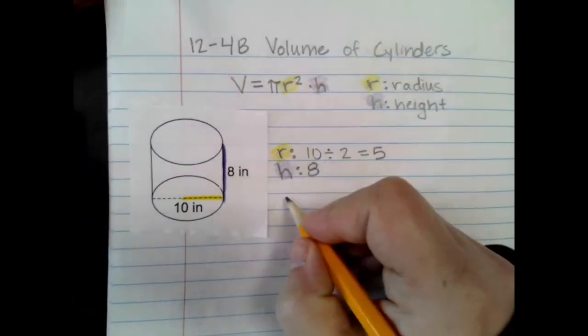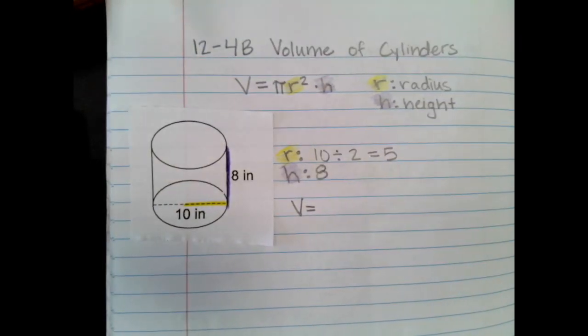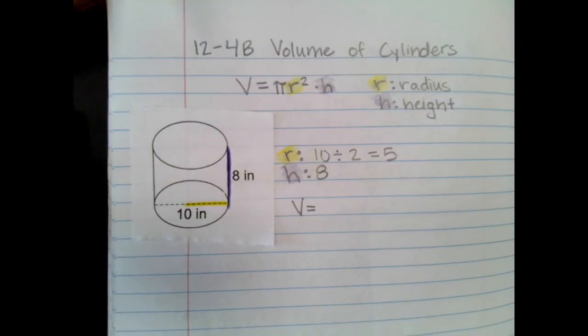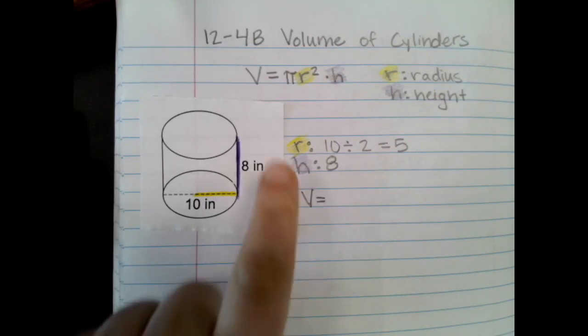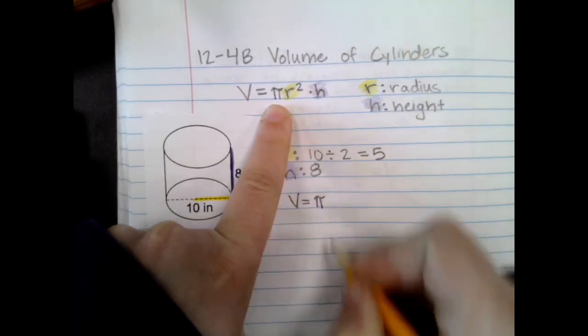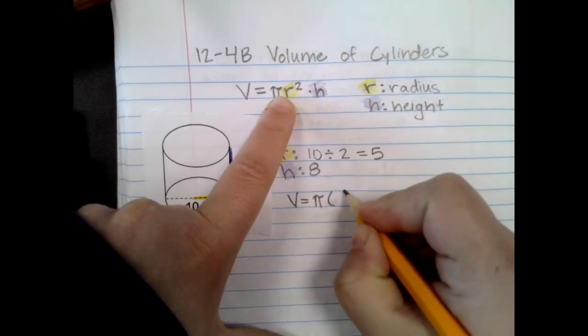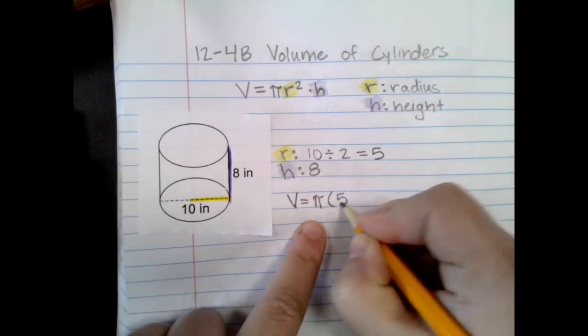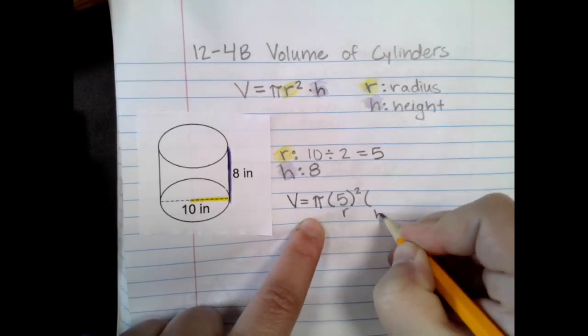So volume equals, we plug in a formula, we only plug in parts for our variables. So remember, even though pi is like a variable, it stands for a number, pi is an actual number. So we start with pi, and then it goes radius squared. So our radius is 5, so 5 squared, and then our height.